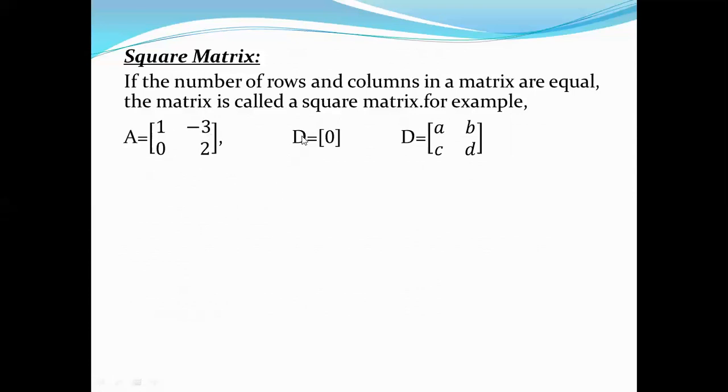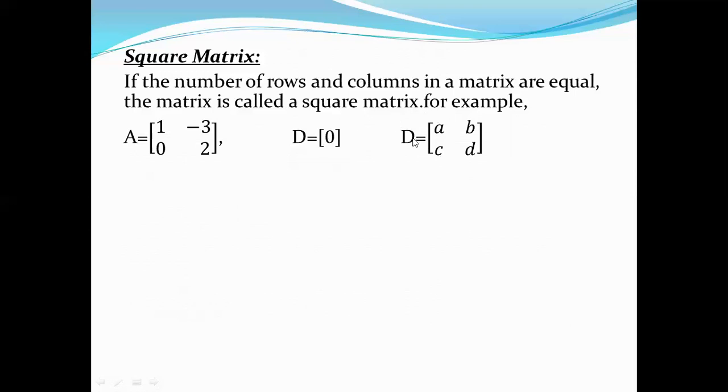Here we have another example. D is equal to a matrix having only one element, that is 0. Here number of rows is equal to 1 and number of columns is 1, so 1 by 1. So this is also an example of a square matrix.